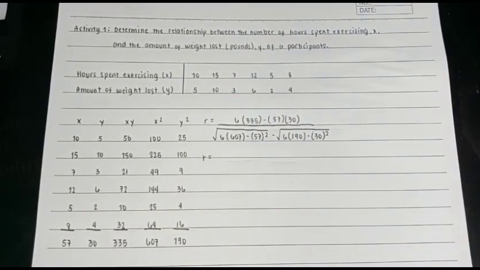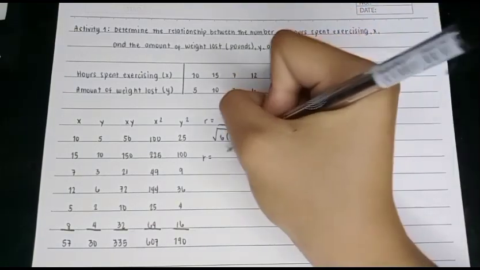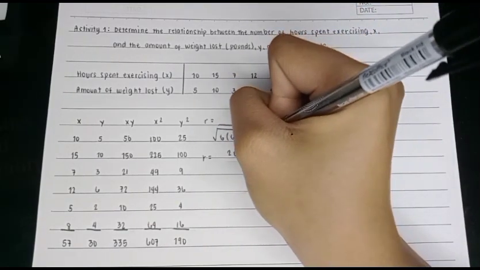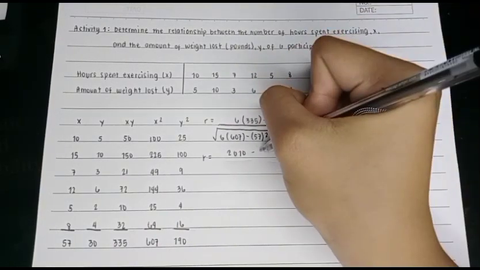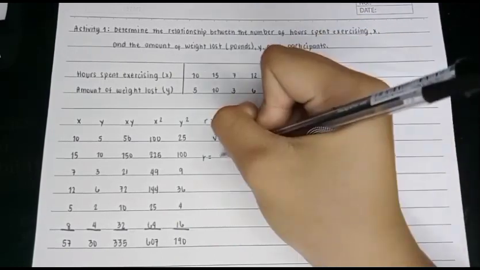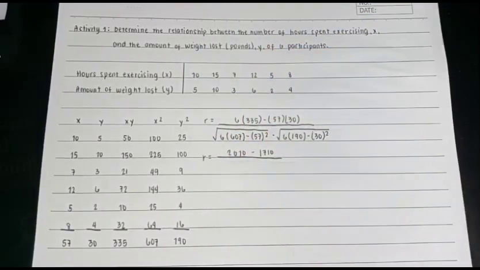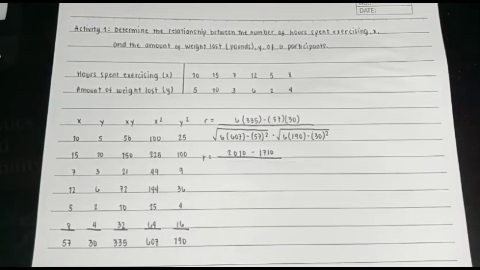6 times 335 is equal to 2010. Then, 57 times 30 is equal to 1,710. Then, proceed agad tayo sa baba. Square root of 6 times 607 minus 57, then squared, is equal to 19.82.